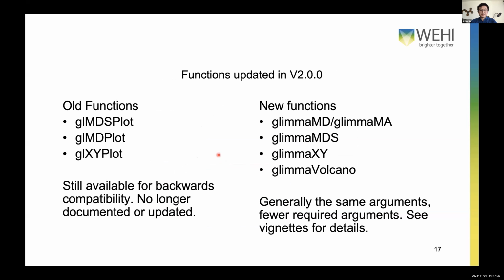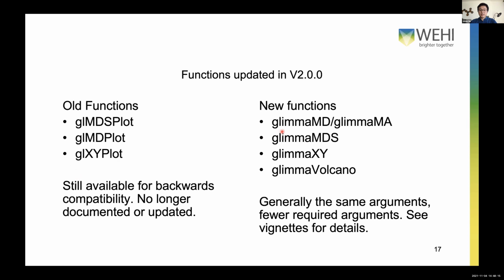And with the functions updated in version 2, we've actually kept all of the functions from version 1 still in the package. So anyone who was using Glimma version 1 doesn't have to change anything in their code. All of the original Glimma plotting functions are still available for backwards compatibility, but I've removed them from the documentation and they will no longer be updated. I'll fix major bugs if they come up, but for all intents and purposes, they are being deprecated. I will keep them in the package just for those who have old reports that they might want to rerun.